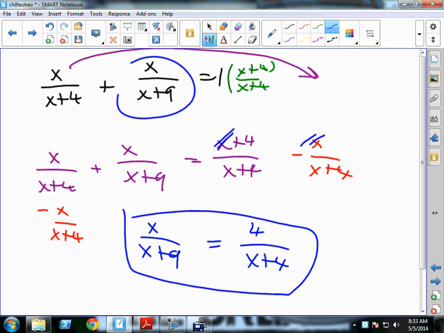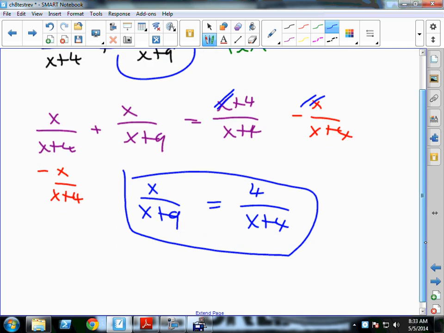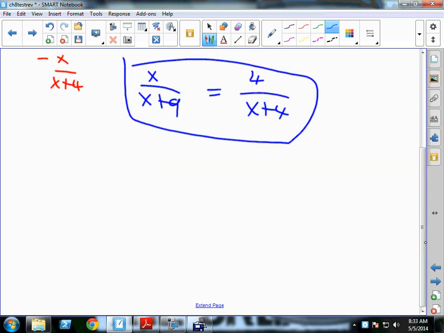Now I've got a proportion, and now I can, what do I do when I solve a proportion? What do I do when I solve a proportion? Mathway.com. Wolfram Alpha. Go ask Mr. Camuso.